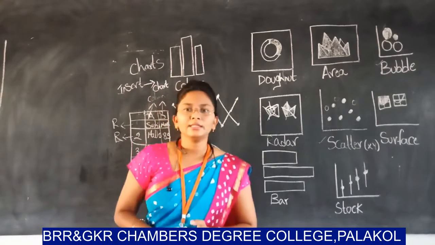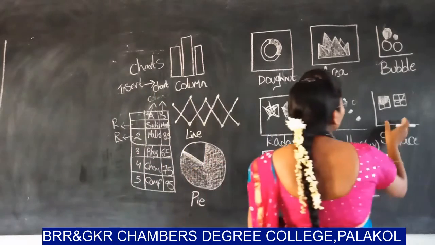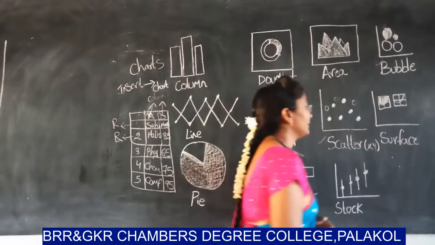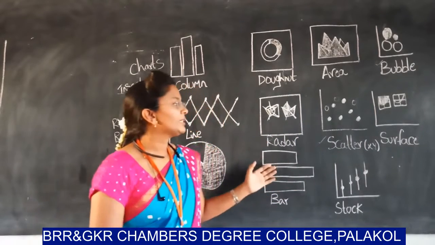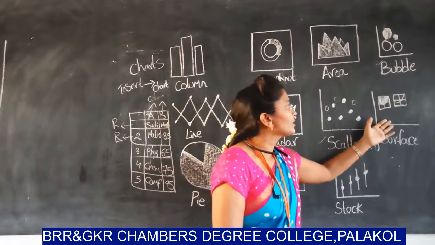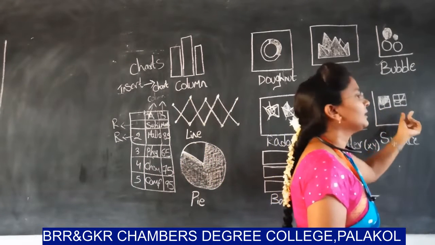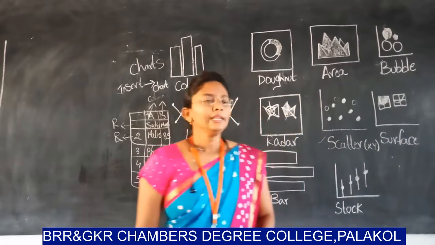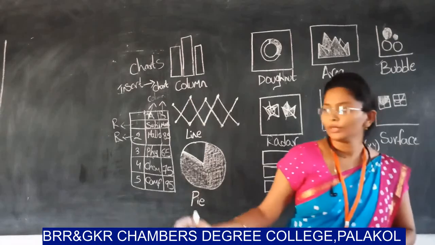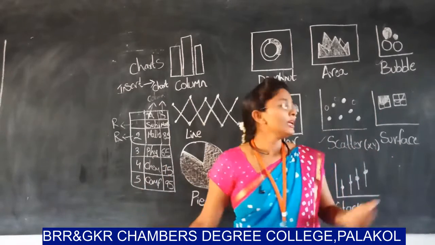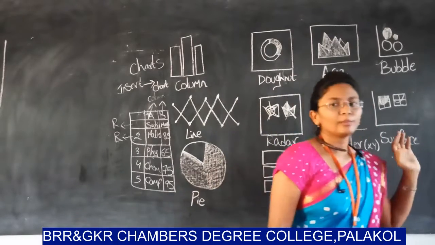And next is the surface chart. You can see here, this is the surface chart. And the surface chart can be represented in 3D dimension also. You can see here one diagram is filled one and the other diagram is unfilled one. In these charts, there will be 3D dimensions also. Whatever data you have taken in this Excel sheet can be represented in the 3D format as well as in the normal format also.